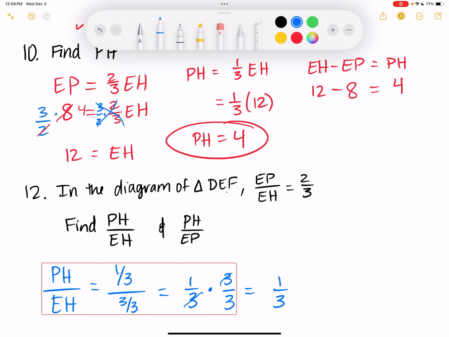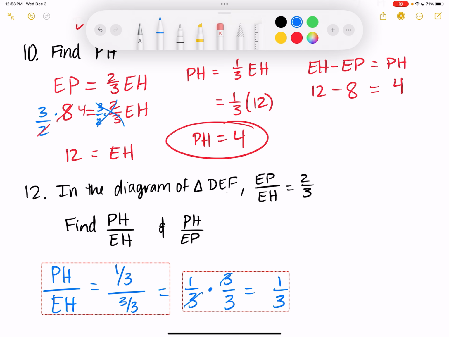Now, the reason I said some of you may have seen this from the beginning is because if we're looking at PH over EH, that's no different than me taking and dividing this formula that I wrote for you up here, like I did with this one, by EH, and then PH over EH equals 1/3. So you didn't necessarily need to do this, but this will help us see the next one a little bit easier. Yes?